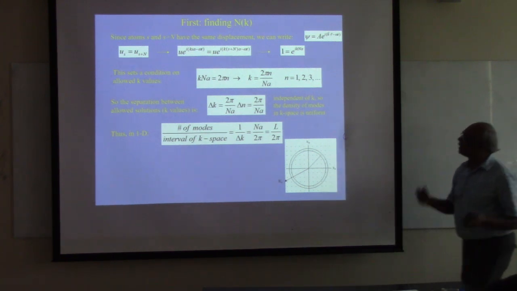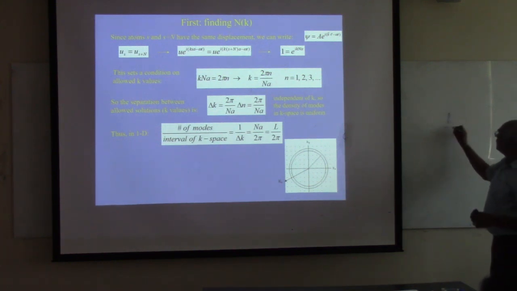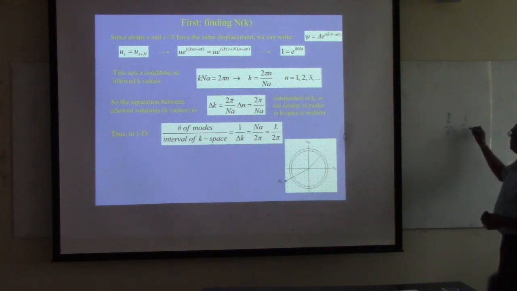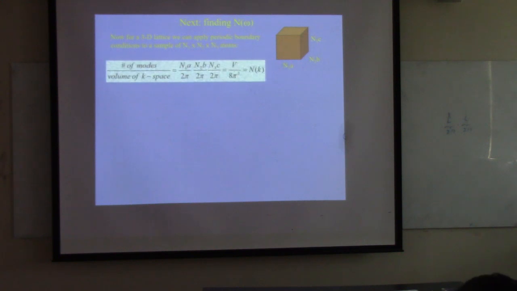Now if you have 3 dimensions, what do you get? You get L over 2 pi in all 3 directions, so L over 2 pi times L over 2 pi times L over 2 pi. If it is 2 dimensions, it's only two of these. So this is the number of modes per delta K. If you do this, L times L times L means V, over 8 pi cubed.